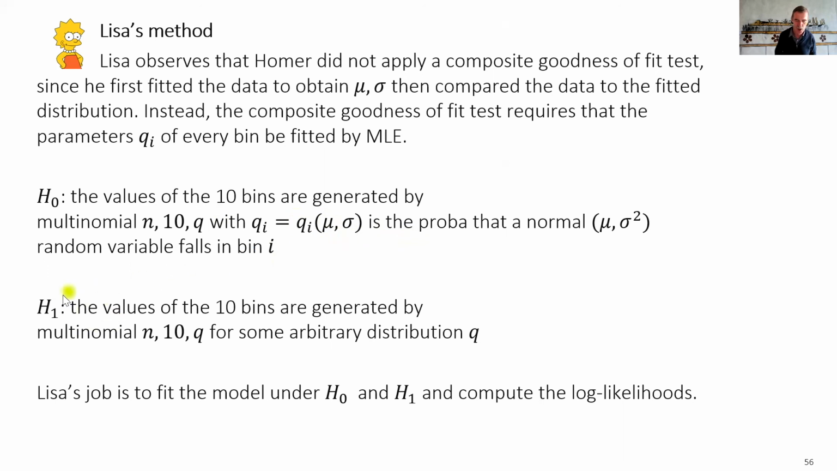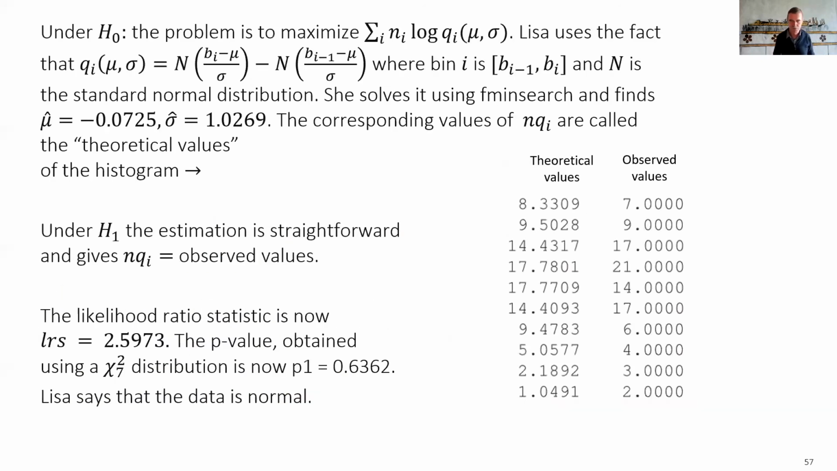And as usual, H1 is the arbitrary distribution, where the vector Q is arbitrary. So Lisa's job is to fit the model under H0 and H1 and compute the log likelihood. How can we do it? How did Lisa do it? Under H0, the problem is to maximize this function that we have seen before.